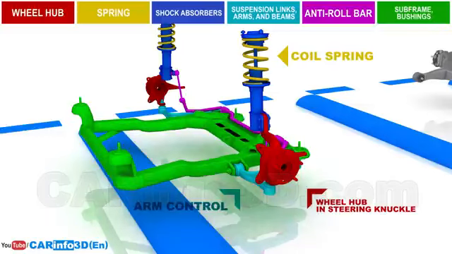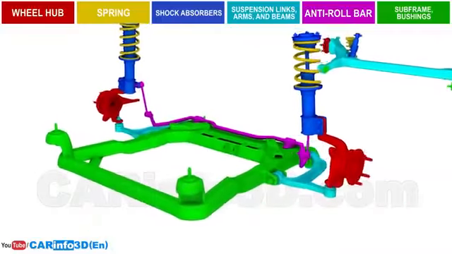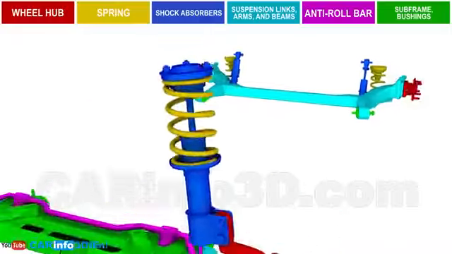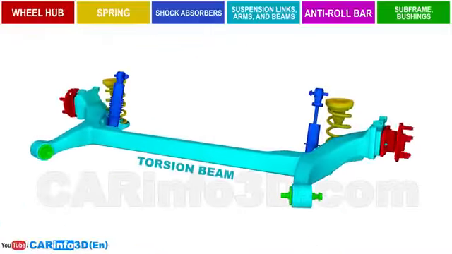The front axle of the suspension system uses McPherson struts, which are very popular among car manufacturers. On the rear axle, we can see a semi-independent suspension with a torsion bar.